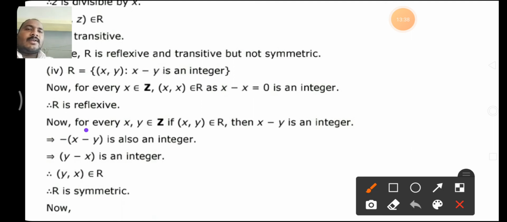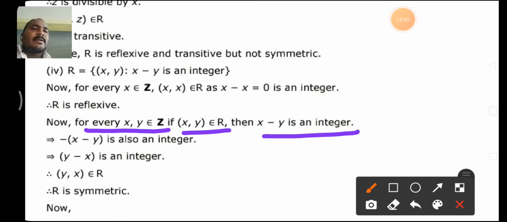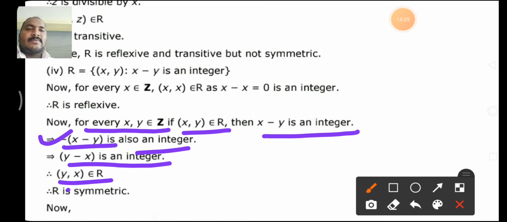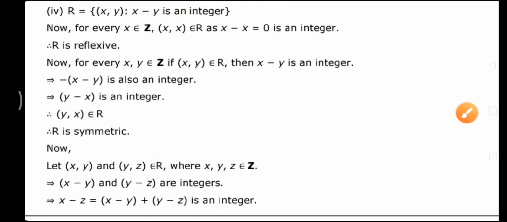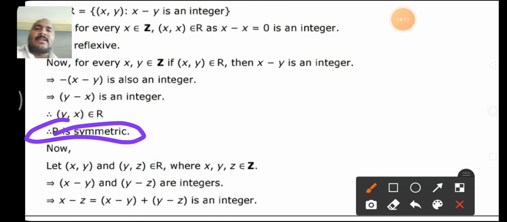Now, for every x, y belongs to Z, it means (x, y) belongs to R. Then x minus y is an integer. Then take out the common factor minus, or take the minus outside. Then y minus x is also an integer. Therefore (y, x) belongs to R. Therefore, R is symmetric.